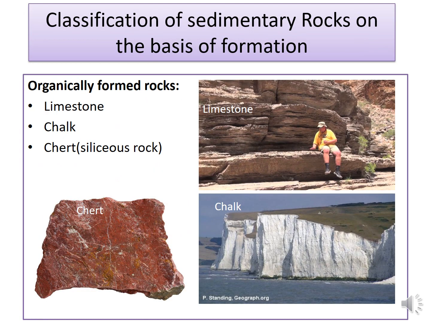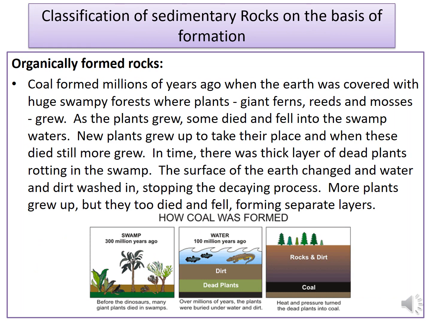Here you can see the examples of organically formed rocks. Limestone, this is chalk, and then this is chert, which is a siliceous rock having high content of silica. I spoke about carbonaceous rocks in one of the previous slides. Coal is a carbonaceous rock because it has high content of carbon. Now let's see how coal was formed.